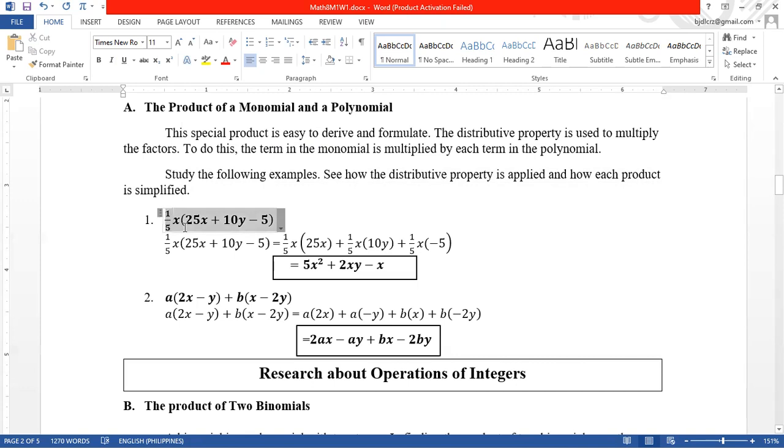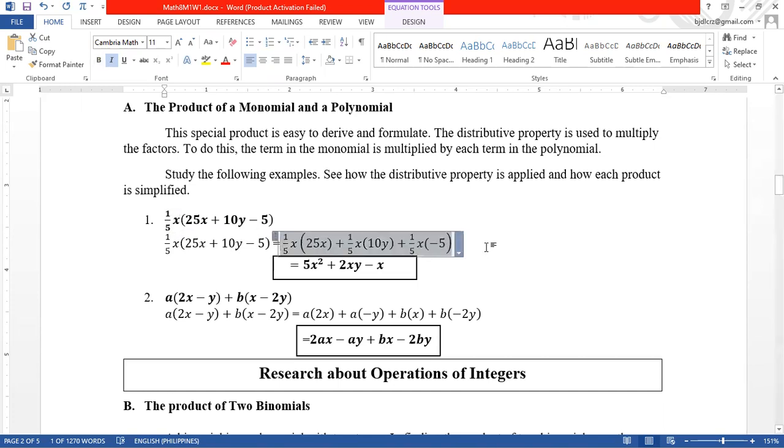So we have here an equation which is 1/5 x multiplied to the quantity 25x plus 10y minus 5. So first step is you're going to distribute this one. So 1 over 5 will be distributed to 25x, to 10y, and to negative 5. So just like this one. That's what it looks like.